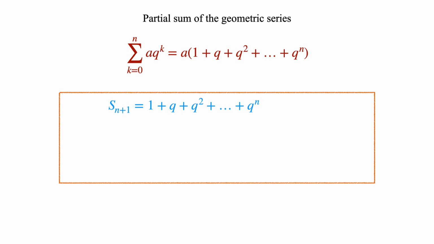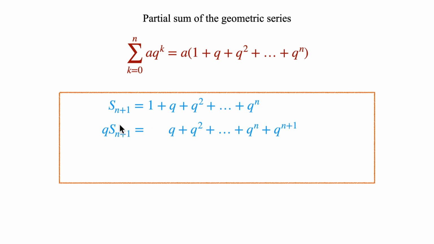Then I can take the same sum and multiply it by this quotient q. And you see that I have strategically written it down in this way so that I get the same elements under each other. You see, if I multiply 1 by q, I get q. q times q is q squared, times q is q to the third, and so on and so on. And this last one times q is q to n plus 1.